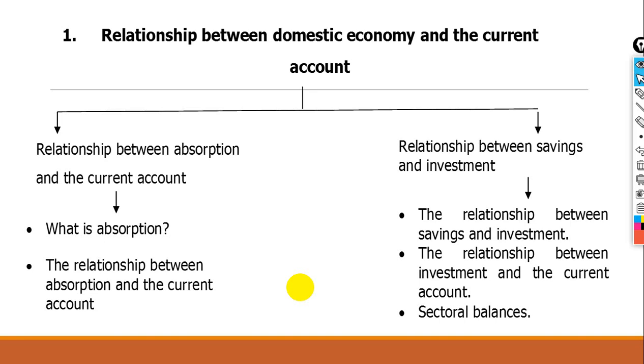So we have to talk about the relationship between absorption and the current account. In this case, we are going to talk about what absorption is and what the relationship is between absorption and the current account. And in case number 2, we would like to study the relationship between saving and investment. So we are going to understand the meaning of the saving investment gap, and then study the relationship between the saving investment gap and the current account.